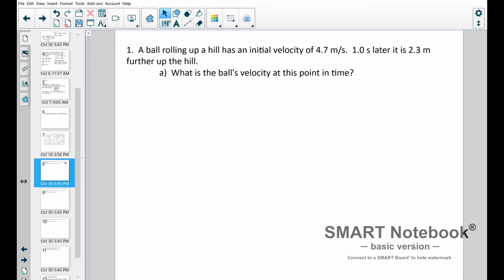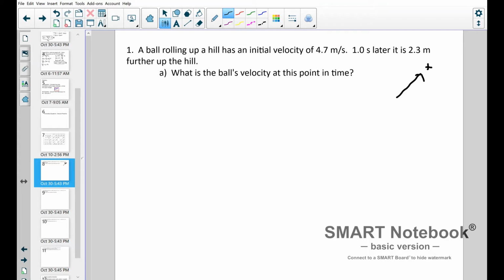So the first thing I have to do in solving one of these problems is decide which direction I would like to define as positive. This is arbitrary. It just depends on what the question is, and in this case, I'm going to pick up the hill as my positive direction. So I'm going to draw myself a little picture on the side just to remind me. I could have just as easily picked down the hill as positive and it wouldn't make a difference.